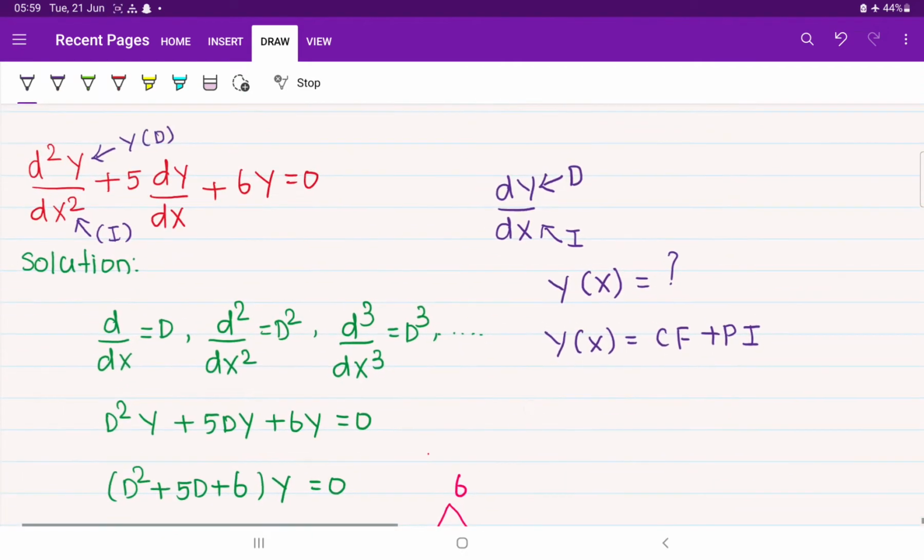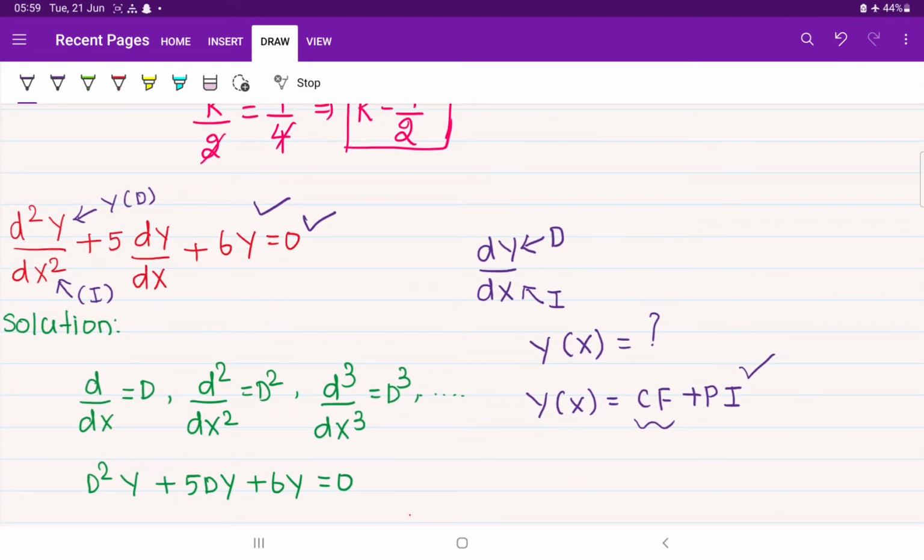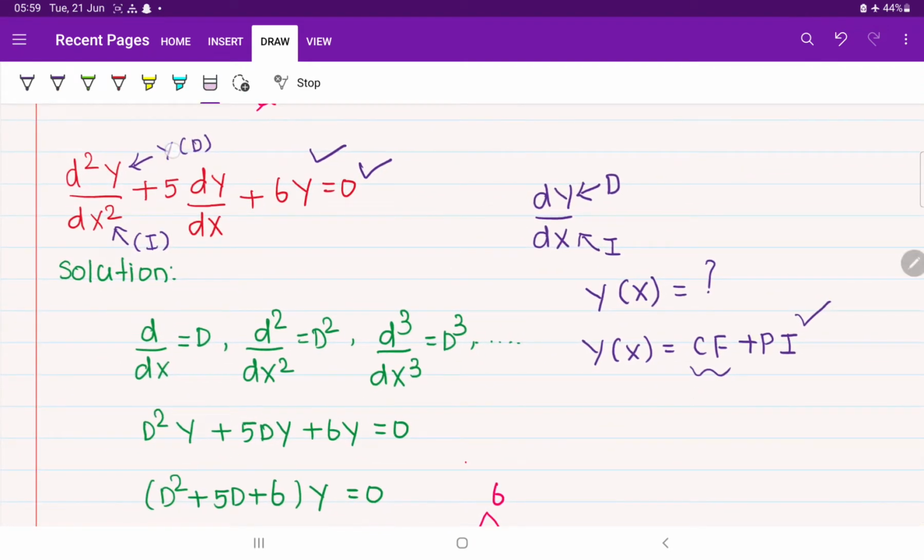Remember one thing: the solution of the complementary function can be obtained directly from the LHS, the left hand side of the differential equation. Whereas the solution for the particular integral can be obtained by combining the RHS and LHS. In any given equation, we will have two sides. One is the left hand side, another one is the right hand side. Which one is the left hand side here? This whole equation is the left hand side. On the right hand side, we have 0.